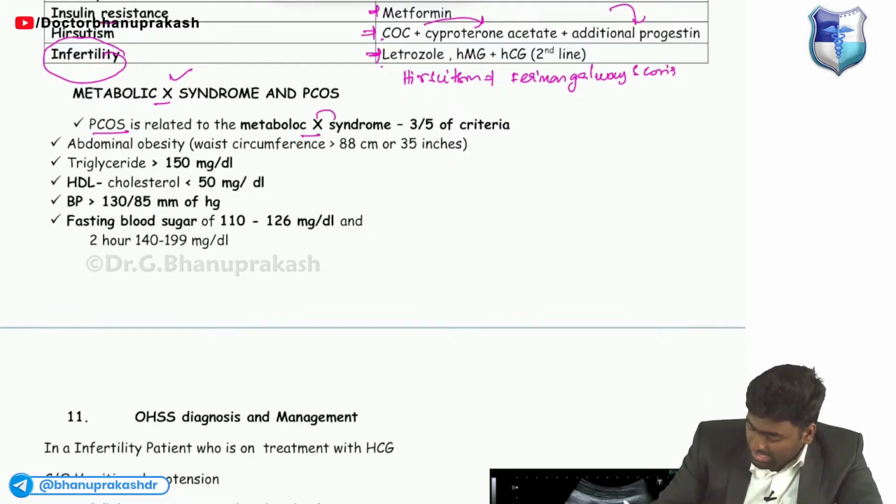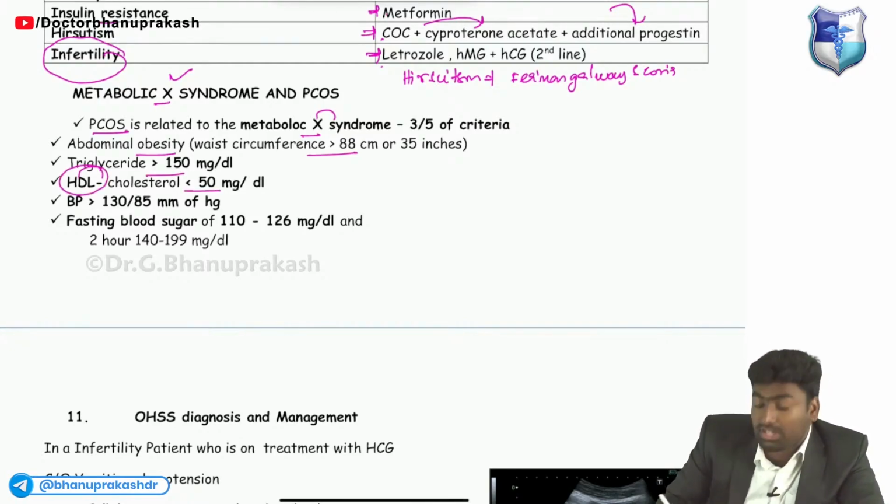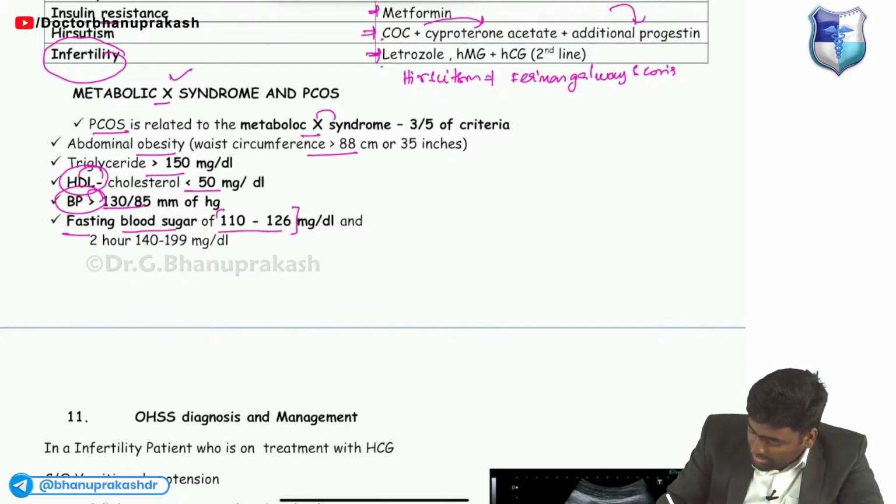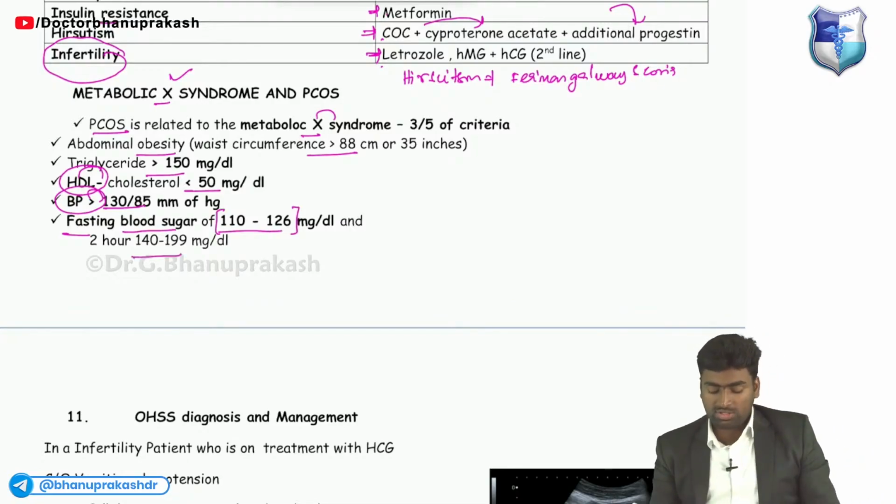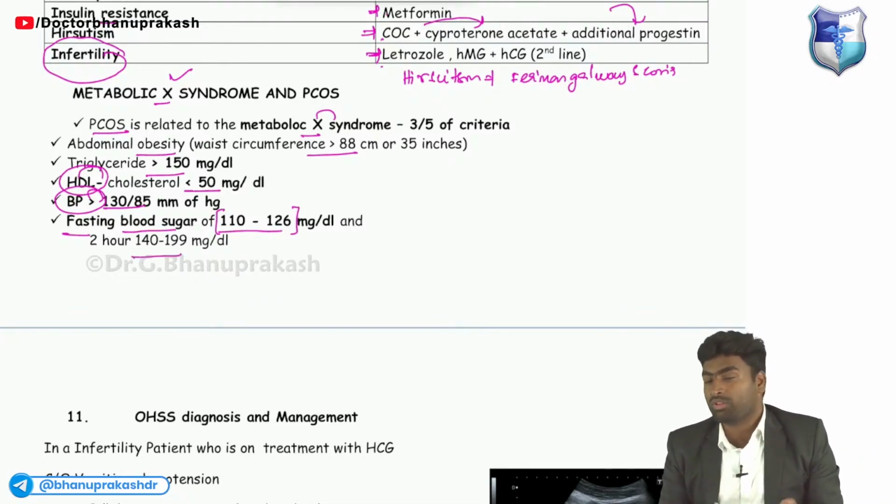Around here, if you see, there is this abdominal obesity which is more than 88 centimeter. And triglyceride level will be increased more than 150, and HDL, which is the good cholesterol, will be less than 50, and BP will be more than 130 by 85, and there is this fasting blood glucose which is mostly impaired, which is 110 to 126. Okay, and here it also will be after 2 hours, around 140 to 199.